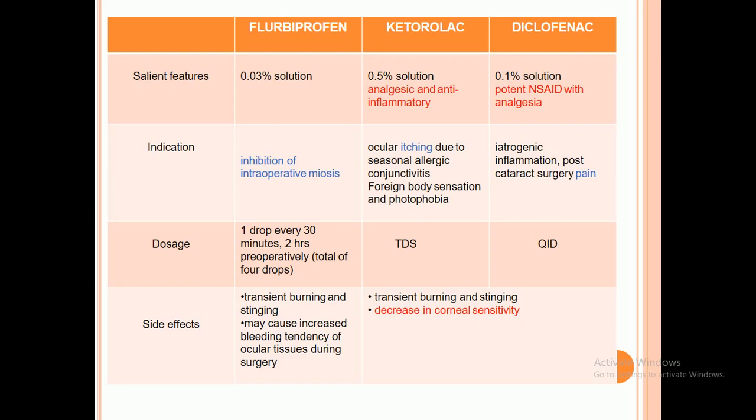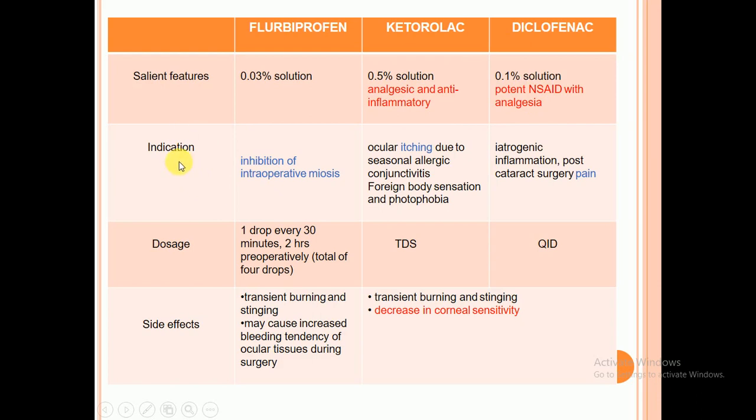Okay, let's see this table. Flurbiprofen, ketorolac, and diclofenac: all these are analgesic, anti-inflammatory, and antipyretic drugs. These are the salient features. Flurbiprofen is available in 0.03% solution. Ketorolac is available in 0.5% solution, with strong analgesic and anti-inflammatory activity, while diclofenac is a 0.1% solution, a potent NSAID with analgesia.